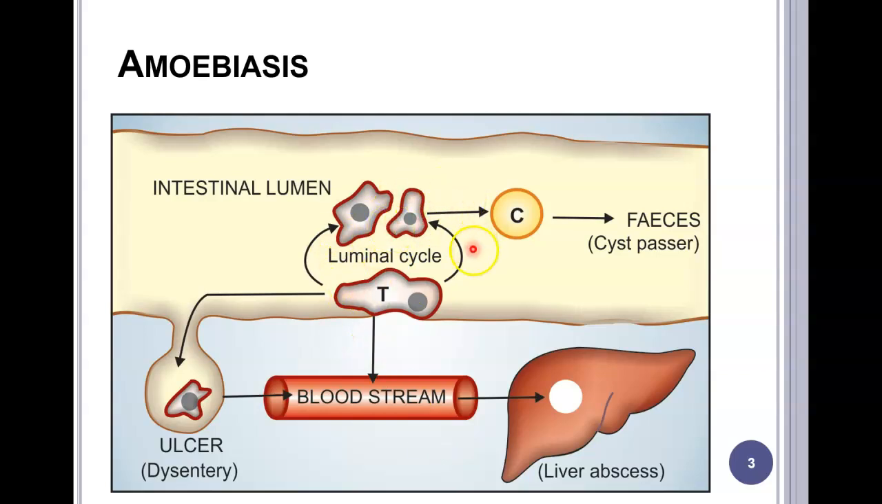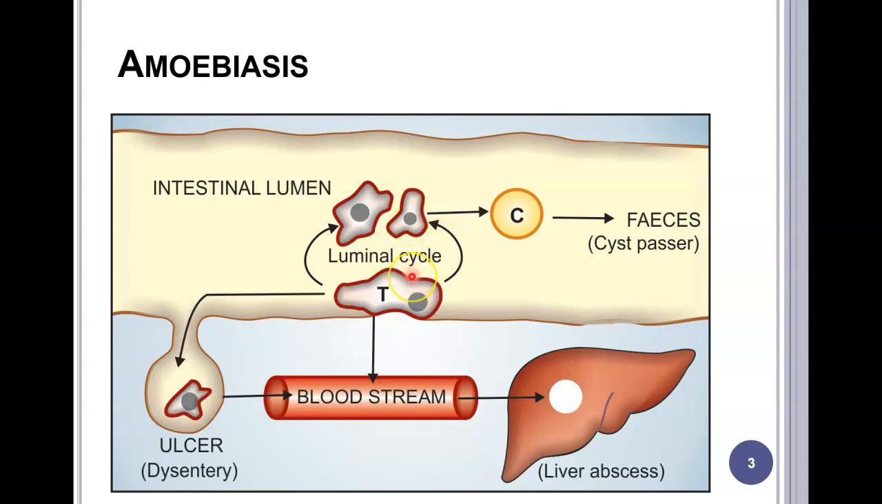This is the intestinal lumen. So this is the cyst form, and this is the trophozoite form. The trophozoite form can enter the bloodstream through the portal vein. It can reach the liver, and it can cause acute amoebic hepatitis. Rarely, the trophozoite form can get encysted, and a liver abscess can occur.